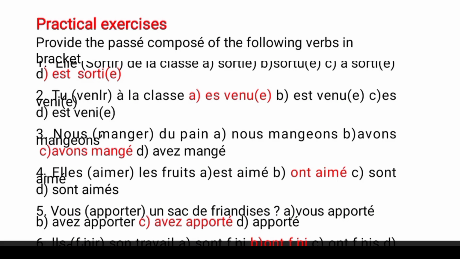So you have vous, then in bracket apporter un sac de friandises. Apporter is not a movement verb. So I know you have vous avez, because that's the personal pronoun, vous avez, and then you have that avez as your avoir. Then apporter, the ER verb, I know it's é with an accent aigu at the end. So when you do it like this, you will not find issues with it.